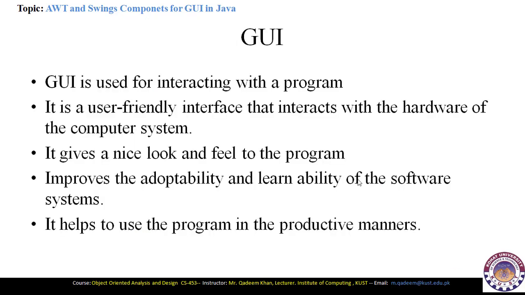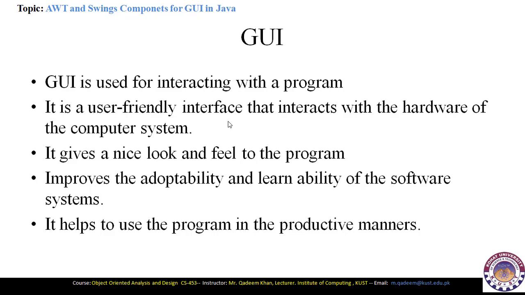Now, GUI should be interactive. That means that GUI is used for interacting with the program. We also use the console for interacting with the program, but GUI is more interactive than the console. It should be a very user-friendly interface and it interacts with the hardware of the computer. So GUI should also interact with the hardware system of the computer.